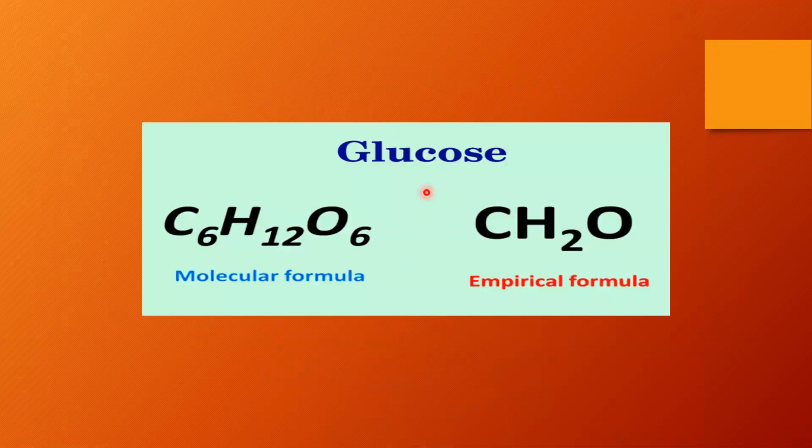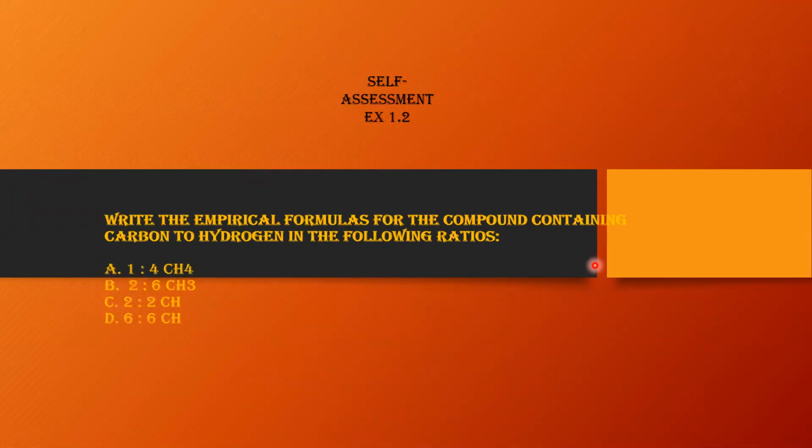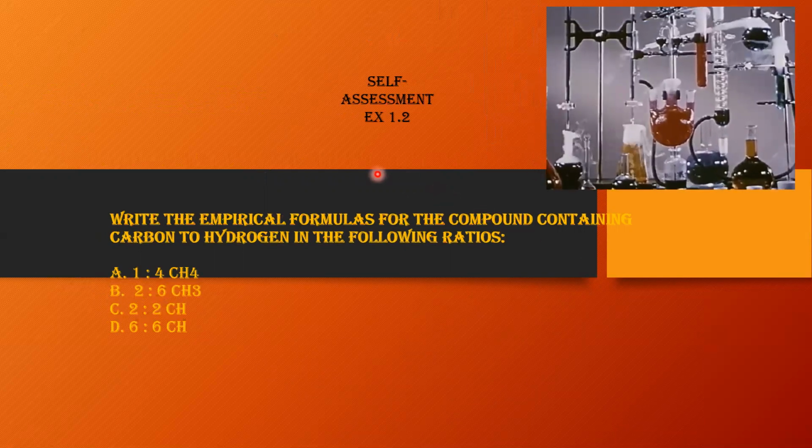So this is the molecular formula of glucose, C6H12O6, and this is the empirical formula of glucose, CH2O. Now, self-assessment, example 1.2. Write the empirical formula for the compound containing carbon to hydrogen in the following ratio. So first is 1:4. This is CH4, carbon 1, hydrogen 4. Second one is 2:6. So CH3 is empirical formula. 2:2, CH is empirical formula. And 6:6, CH is empirical formula.